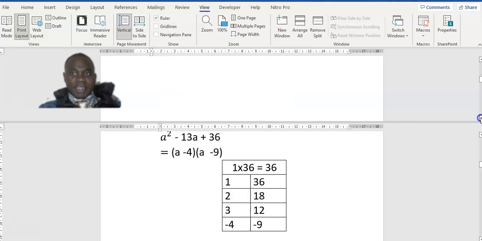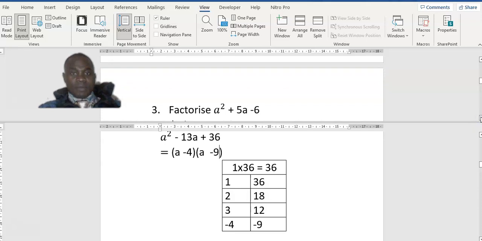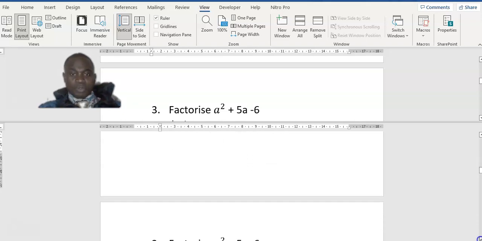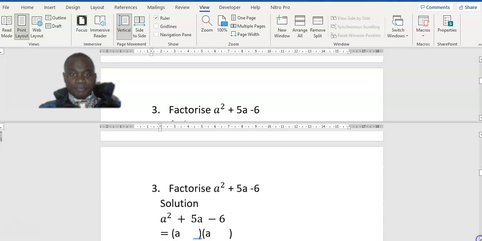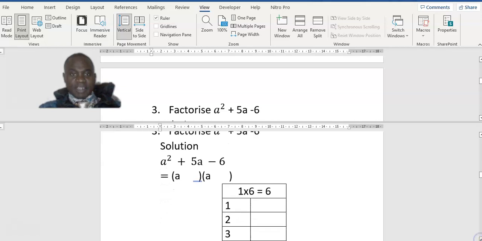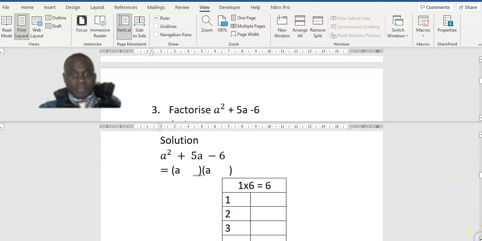Our next question is: factorize a squared plus 5a minus 6. So this one, what is it going to be? We make our table at the left hand side. Then you write our question. What is our question? This is our question.